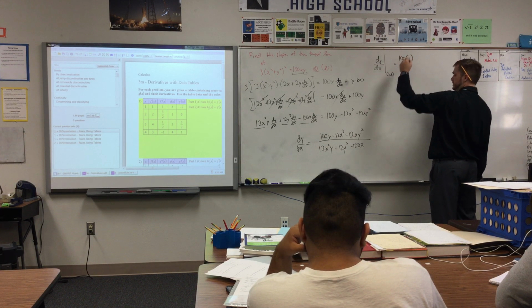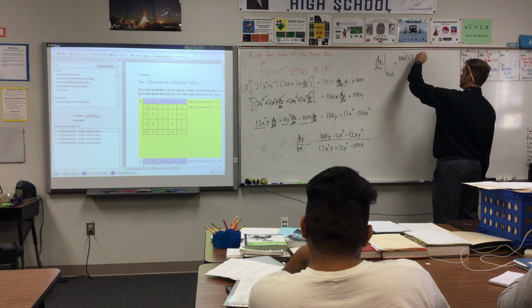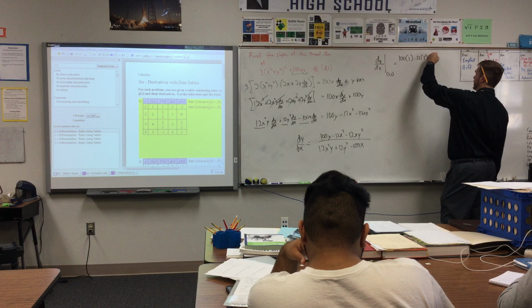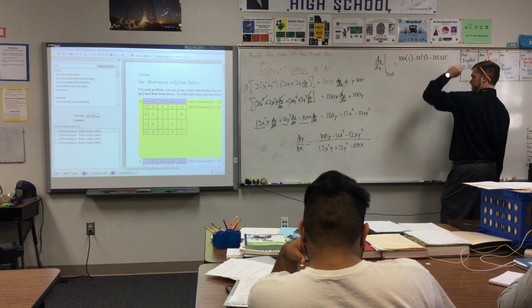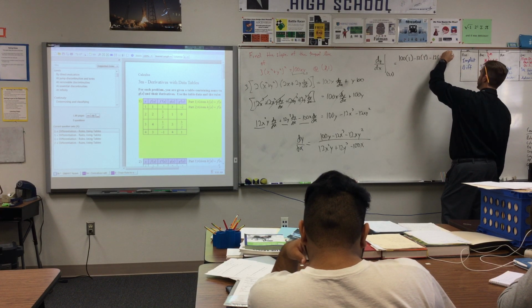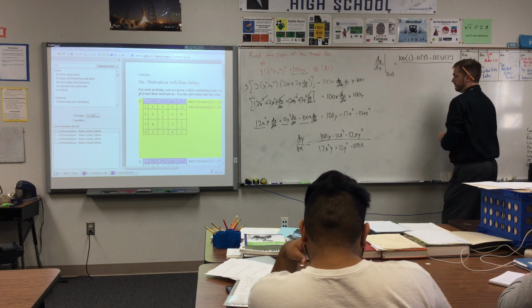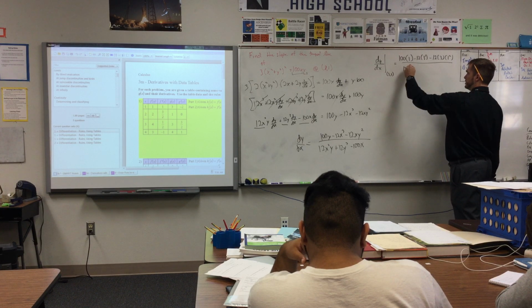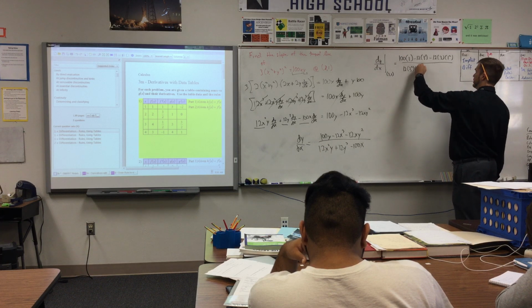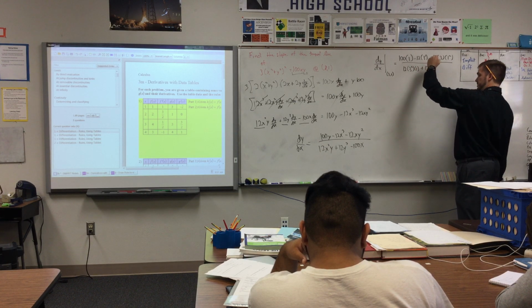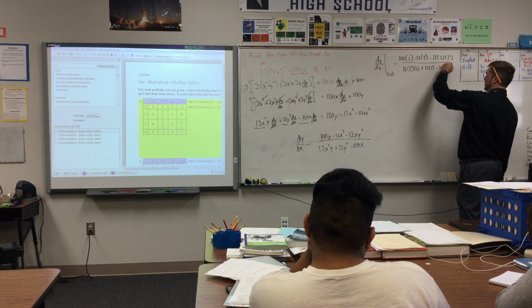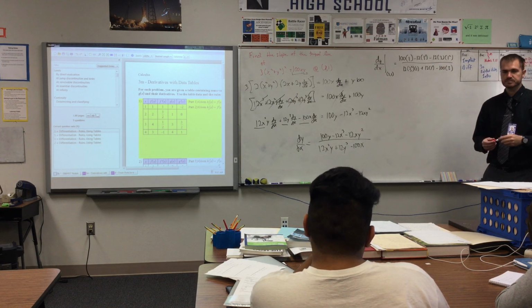So 100 times 1 minus 12 times 3 cubed minus 12 times 3 times 1 squared all over 12 times 3 squared times 1 plus 12 times 1 cubed minus 100 times 3.